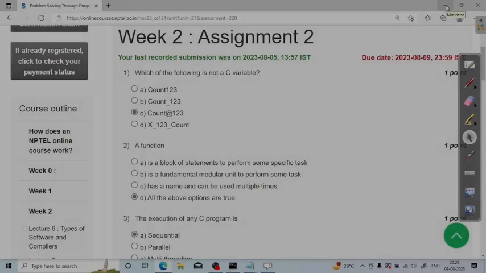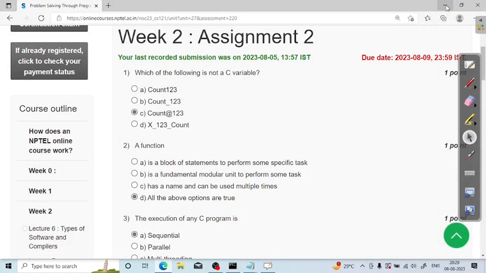Okay, so now we are in week 2, assignment 2 of the same course, and in this again we have 10 questions. So let's see all the questions one by one. Question number 1 is again a simple one. Which of the following is not a C variable?